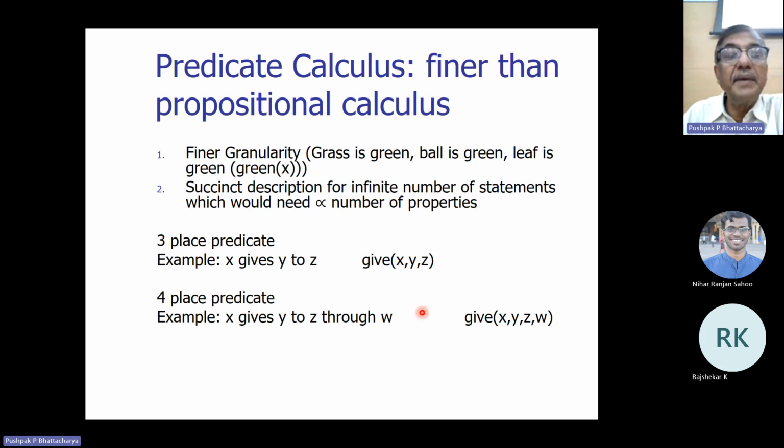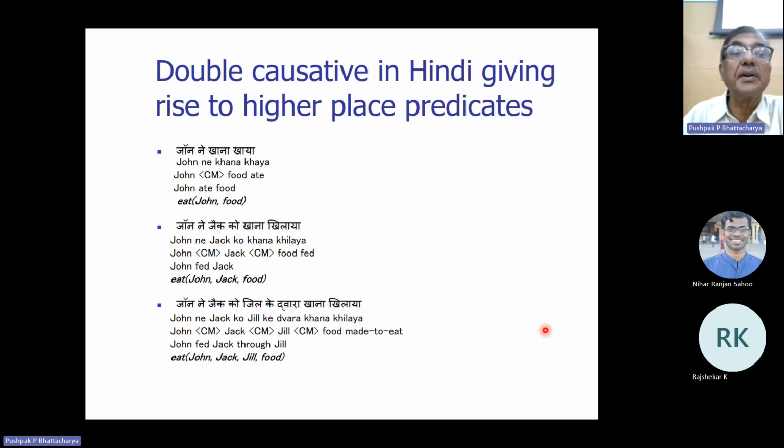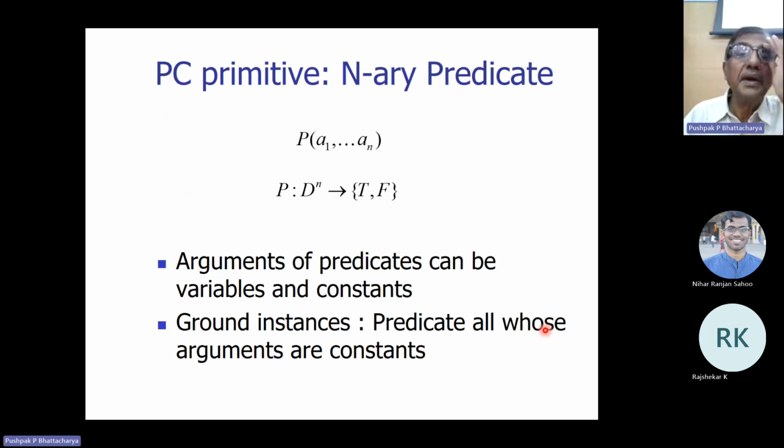Then we can have n-place predicates where n can take any value. But when we convert language to predicate calculus expressions, we don't see typically more than 4 arguments. Okay, x gives y to z, give x, y, z. X gives y to z through w, then give x, y, z, w. And this is also universal, as I pointed out. In Hindi also, the same knowledge representation will apply. Now we get into the theoretical foundations of predicate calculus-based inferencing.